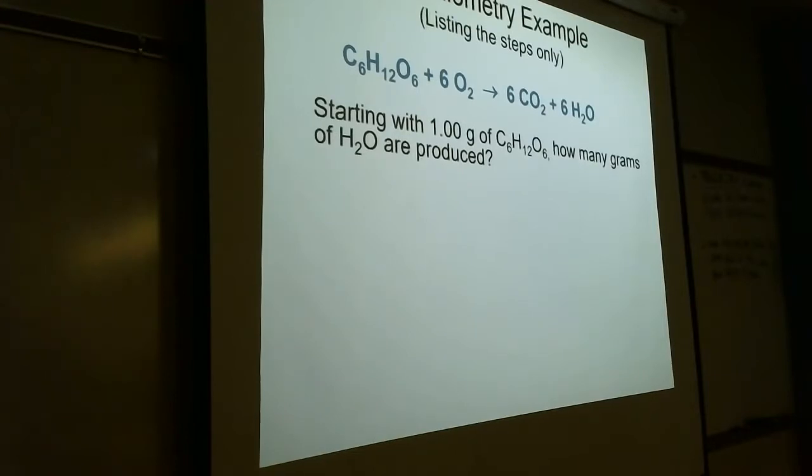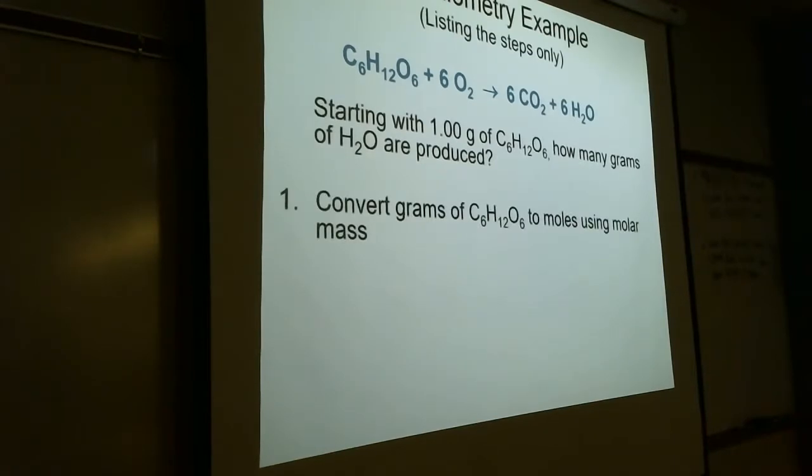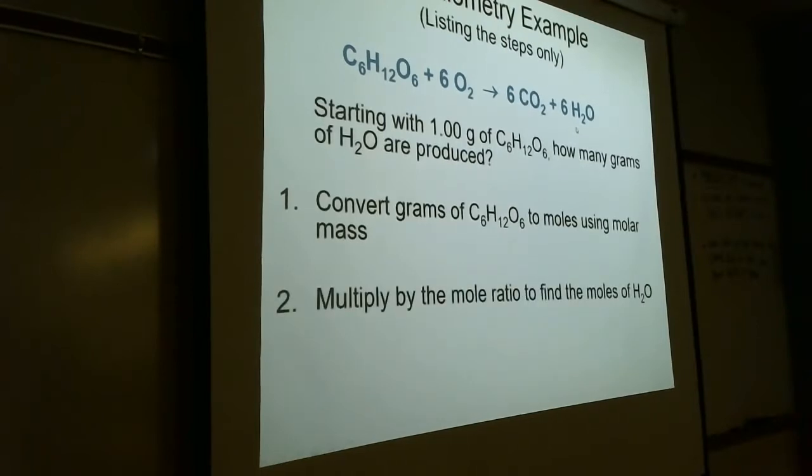Okay, so let's just list the steps only. If we begin with 1 gram of glucose, how many grams of water should we make? What's the first thing we're gonna do? We're gonna convert that 1 gram to moles, right? Using its molar mass. Then what's step two going to be? What's the mole ratio? 1 to 6. Right. And then we're going to convert moles to grams. Make sense?